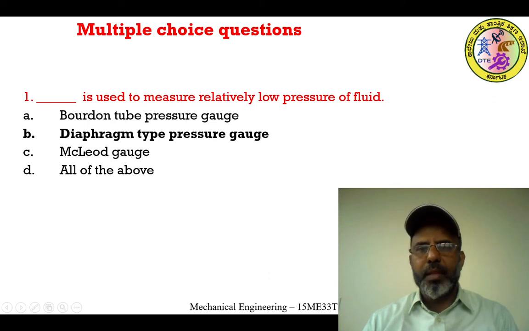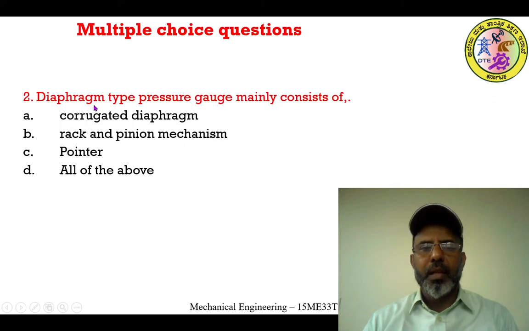The second question: a diaphragm type pressure gauge mainly consists of, your time starts now. A. Corrugated diaphragm, B. Rack and pinion mechanism, C. Pointer, D. All of the above. Try to answer, otherwise the answer will come. Yes, the answer is D, all of the above.